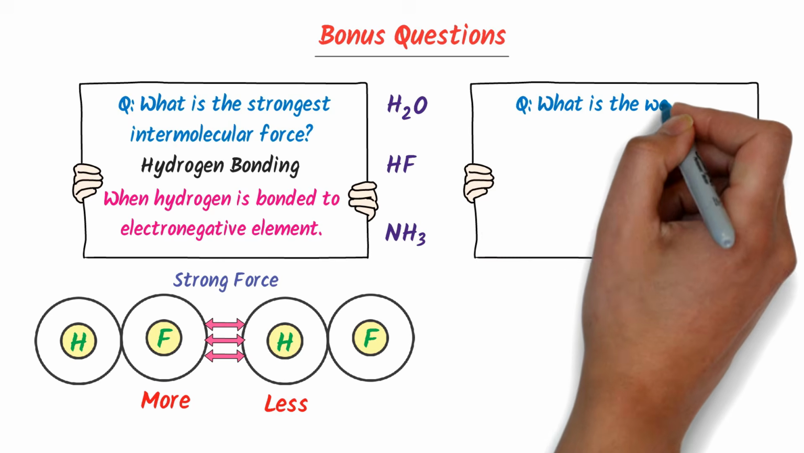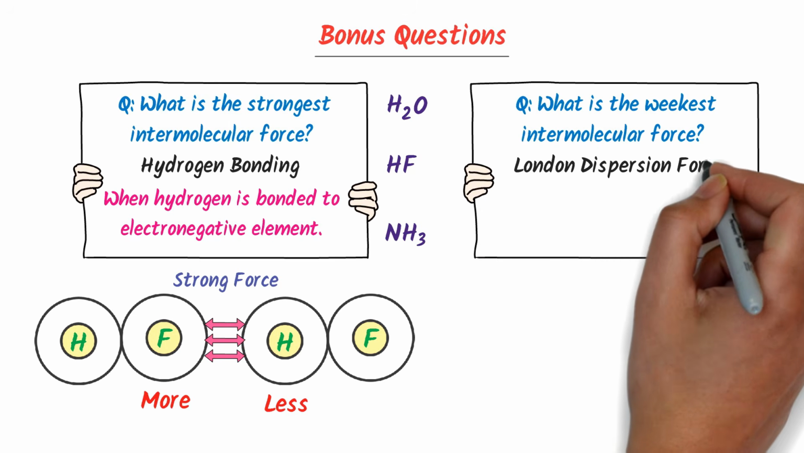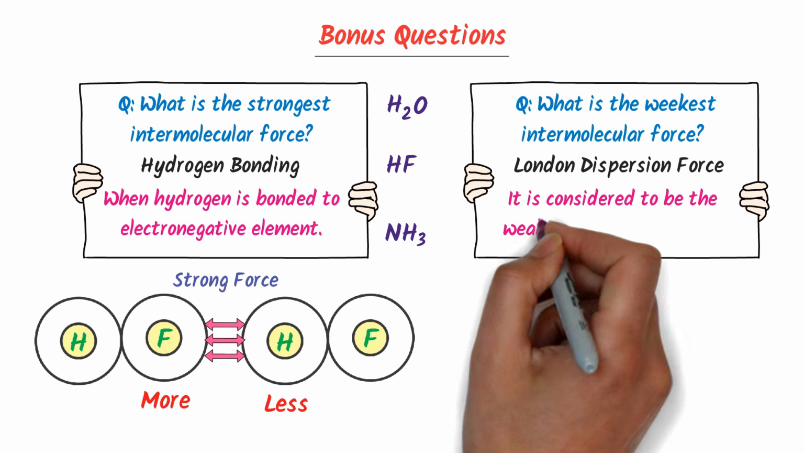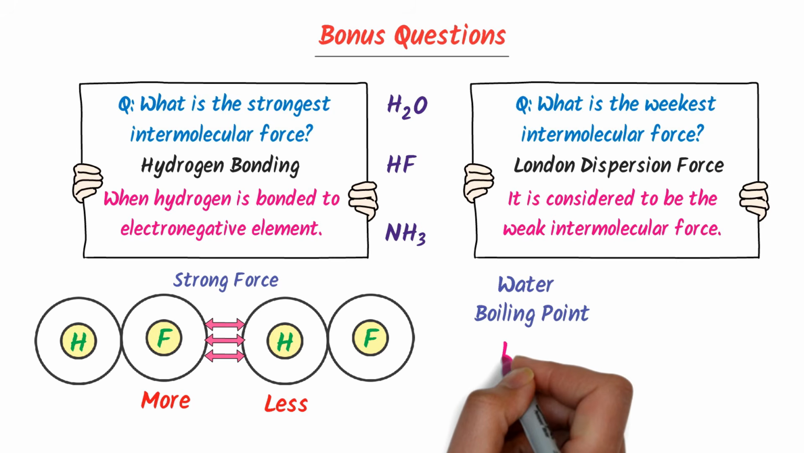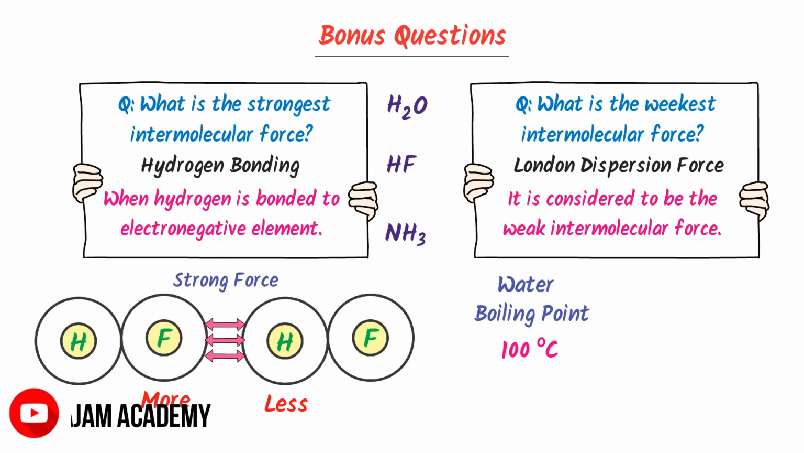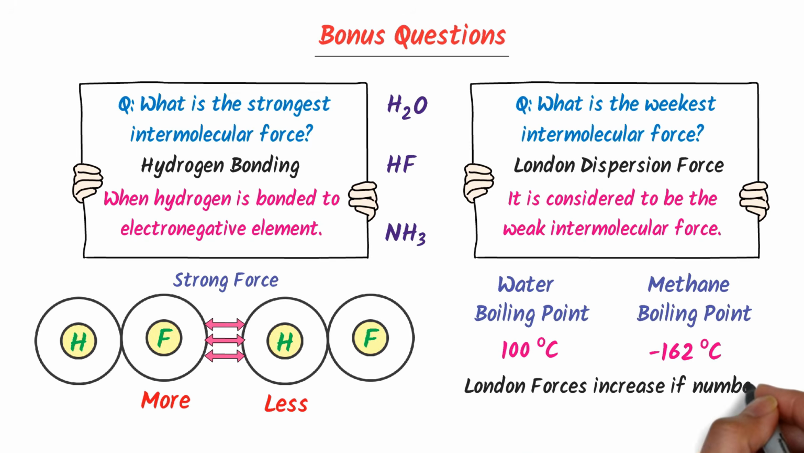Lastly, what is the weakest intermolecular force? Comparatively, we say that London dispersion force is considered to be the weakest intermolecular force. For example, the boiling point of water is 100 degrees centigrade and the boiling point of methane is minus 162 degrees centigrade. But keep it in mind, London forces gradually increase as the number of electrons increases in a molecule.